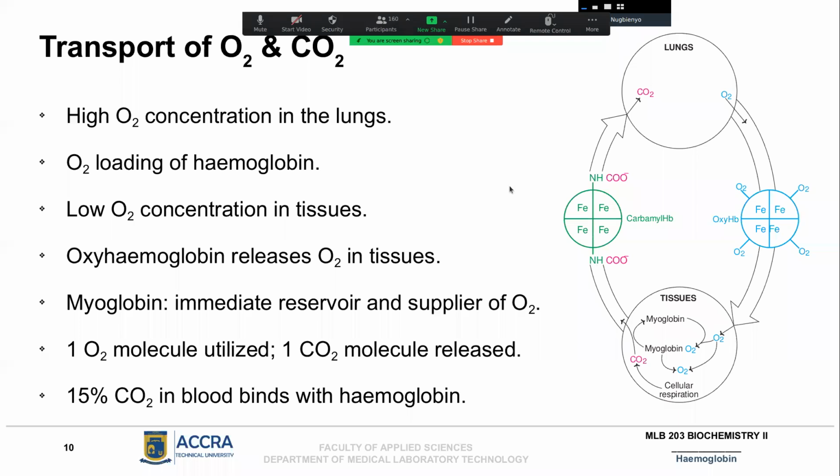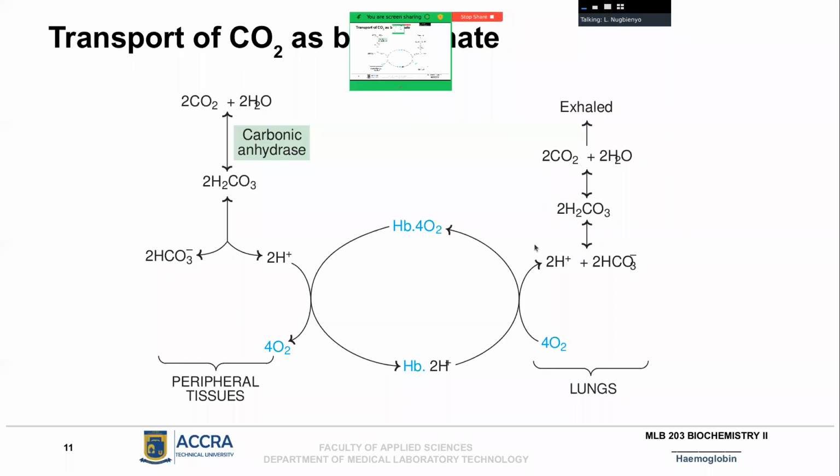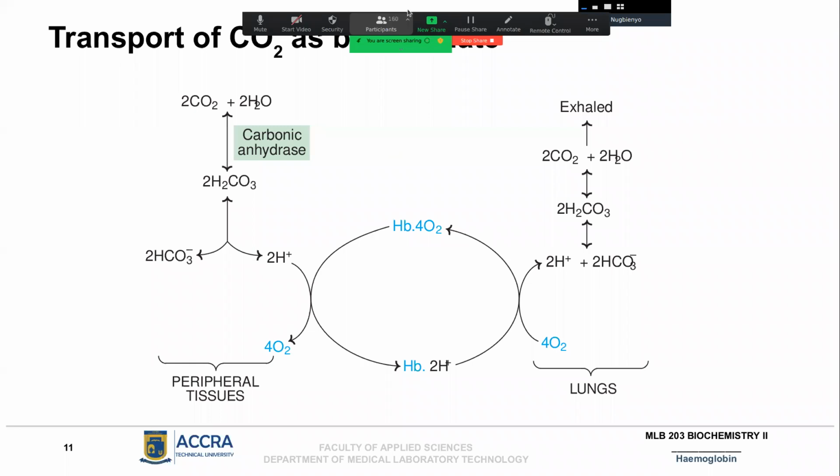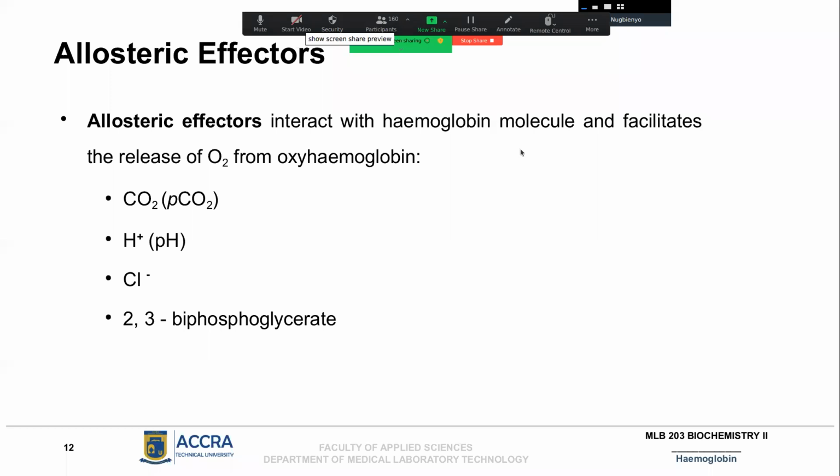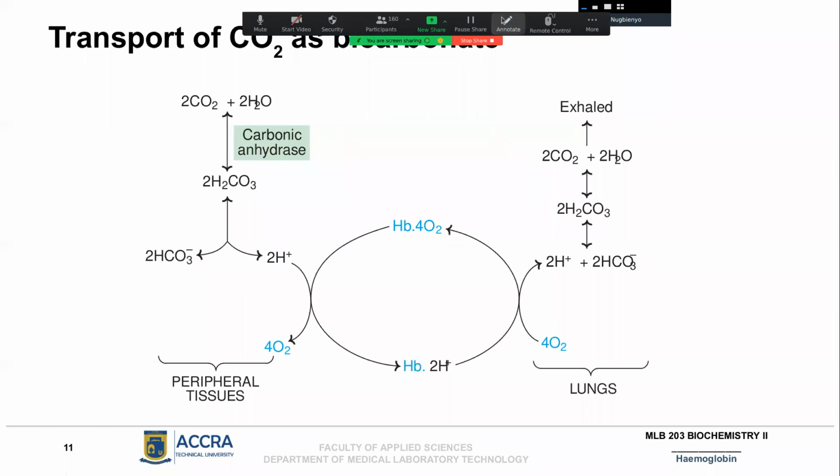All right. So the rest of the 85% of carbon dioxide, what happens to it? Since we were saying from our previous slide that only 15% of the carbon dioxide gets bound directly onto hemoglobin to be carried to the lungs to be exhaled. Now, this is what happens to the rest of the 85%.